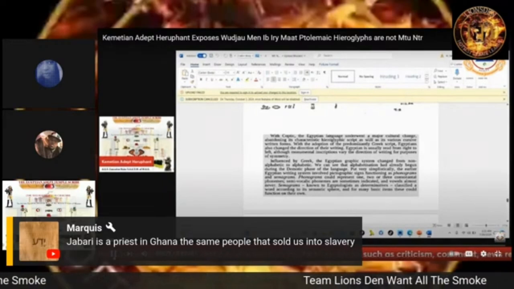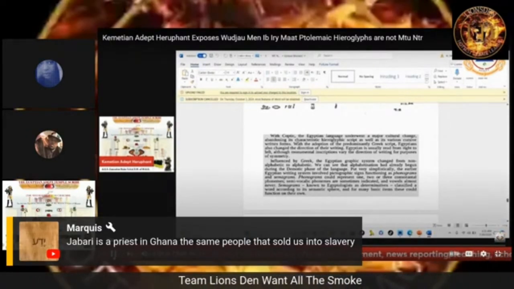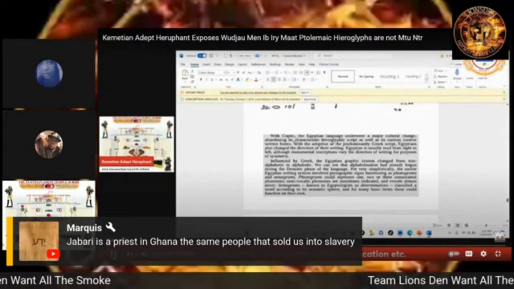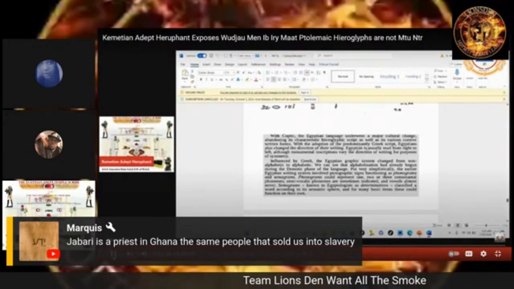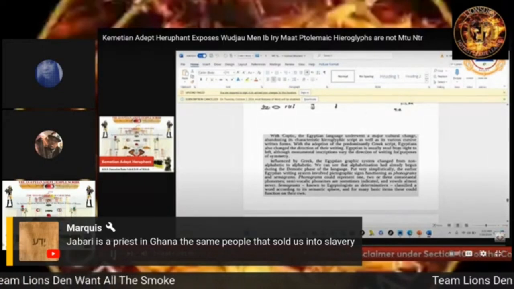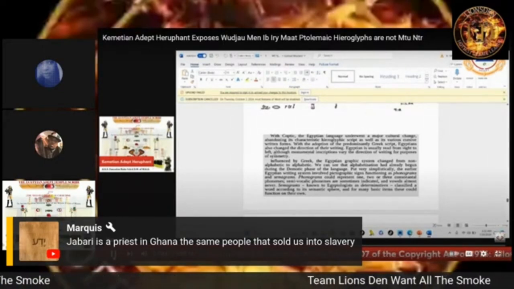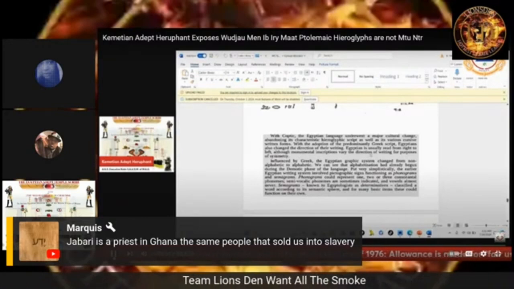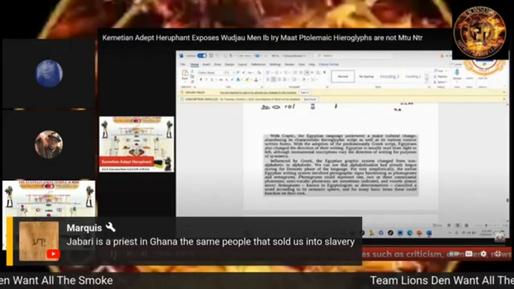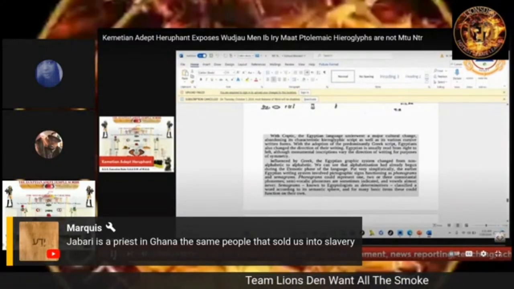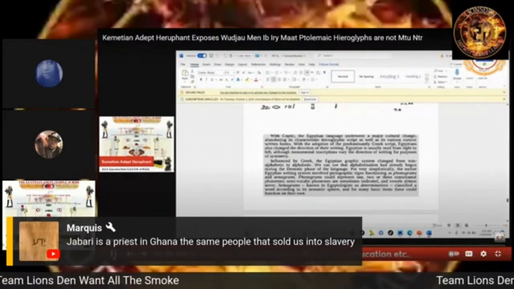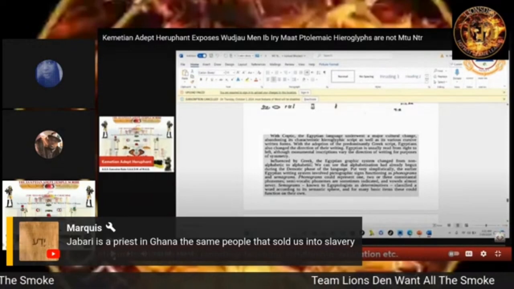With Coptic, the Egyptian language underwent a major cultural change, abandoning its characteristic hieroglyphic script as well as its various cursive writing forms. With the adoption of predominantly Greek script, Egyptians also changed the direction of their writing. Egyptian is usually read from right to left. Right. That's the hieratic. With monumental inscriptions the direction varies. So they say you can read it from all these different directions. Influenced by Greek, the Egyptian graphic system changed from non-alphabetic to alphabetic. The same source saying they was non-alphabetic, then they became alphabetic. You see how much source material I done dropped in here, bro? Yeah, leave alone.